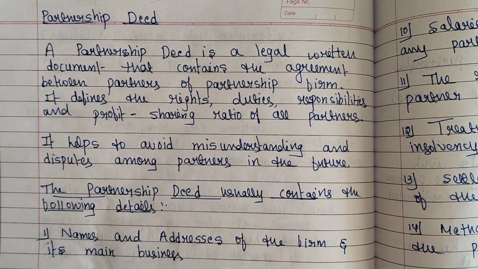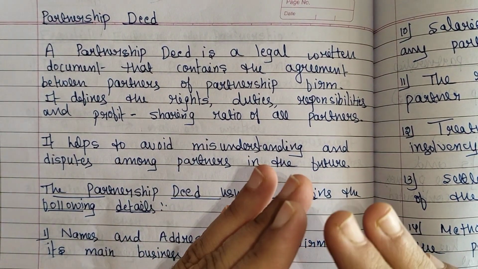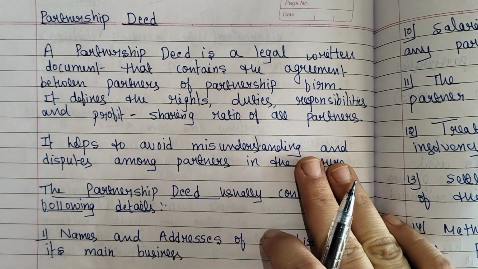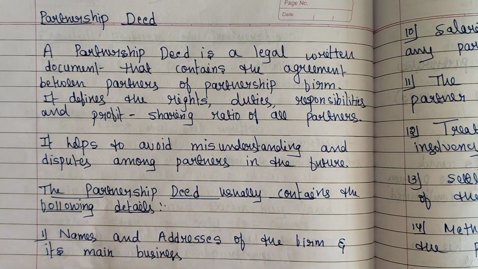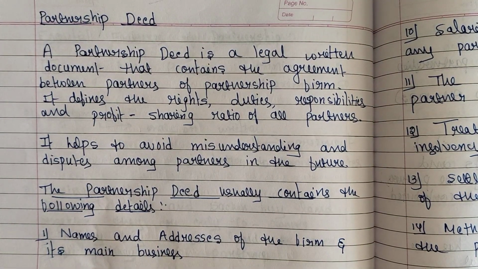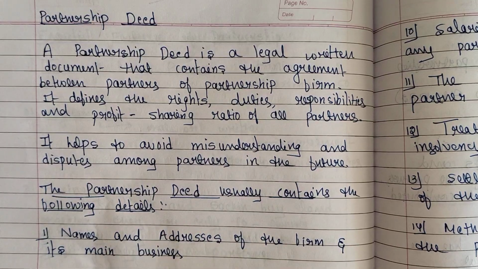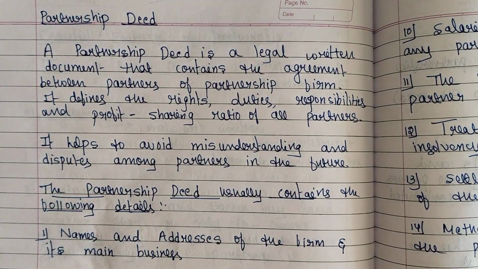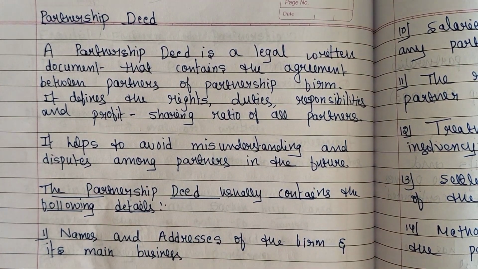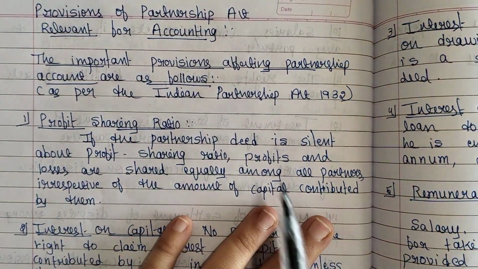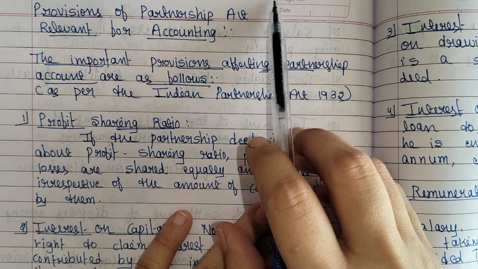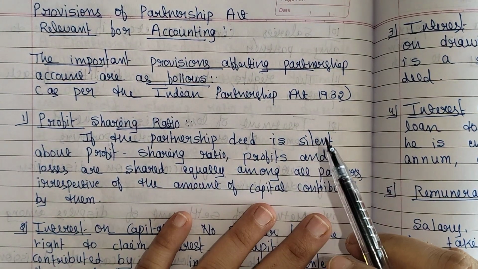Clear? When there is no agreement on any matter, meaning there is no content included in the partnership deed, then we need to follow the provisions of the Indian Partnership Act 1932. So what are the provisions included in the Indian Partnership Act? Today we are going to learn about the provisions of the Partnership Act that are relevant for accounting.